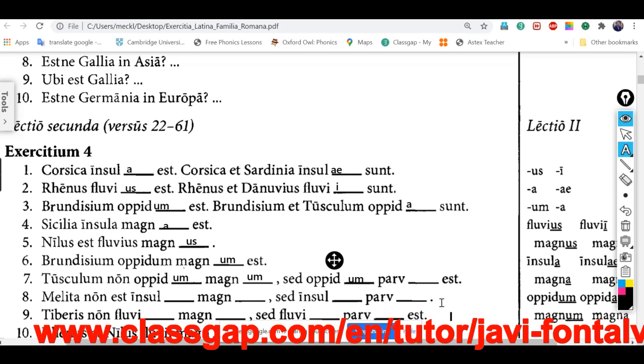Oppidum parvum. So you can see there is an agreement. Melita non est insula magna, sed insula parva. Remember, we talk about the island, so it has to be feminine, yeah? So parva, no parvi. Parvi would be for plurals, for river, for example, yeah?